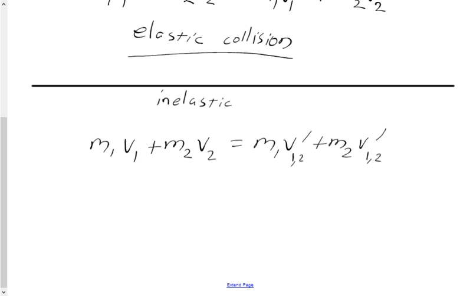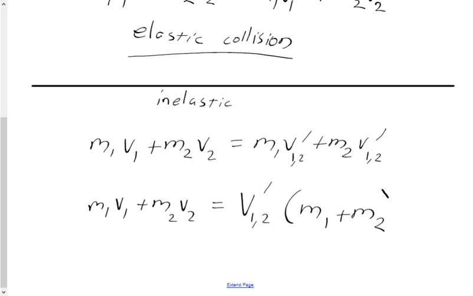And since it's the same variable, we can now express it like this. So that way, M1 V1 plus M2 V2 equals, well, I'm going to factor out the V12 prime and multiply it by M1 plus M2. So if you take a look at it, these are the same thing. I've just pulled out the V12 prime, so that way it's factored out. You can multiply it right back through and get the same thing. And so this is, again, for an inelastic collision.